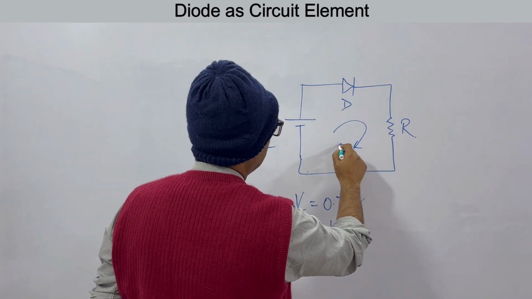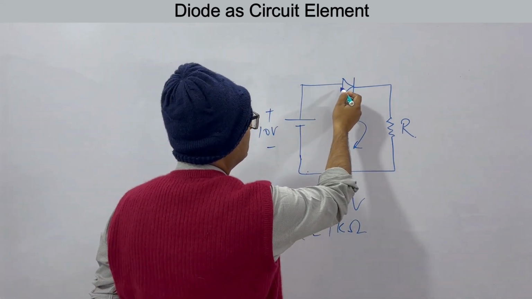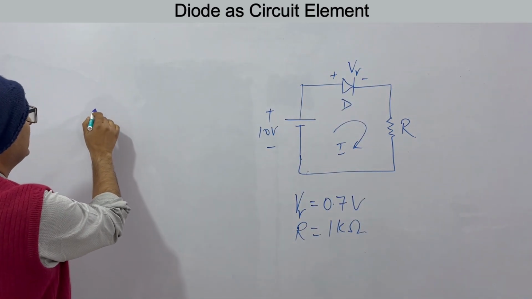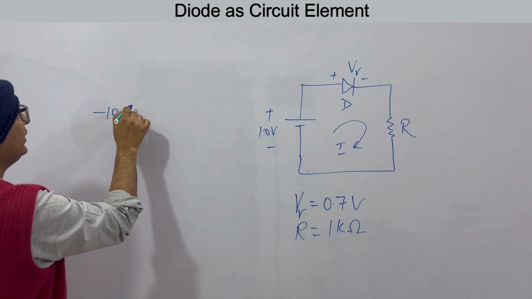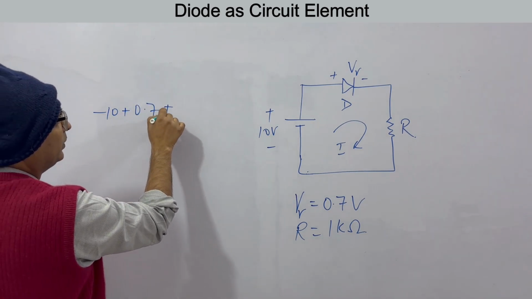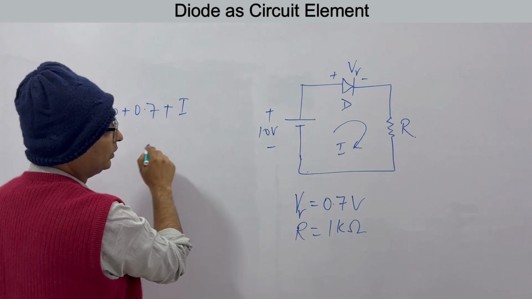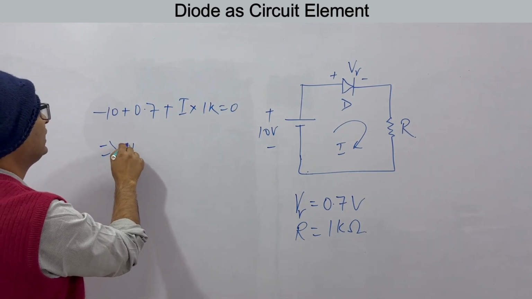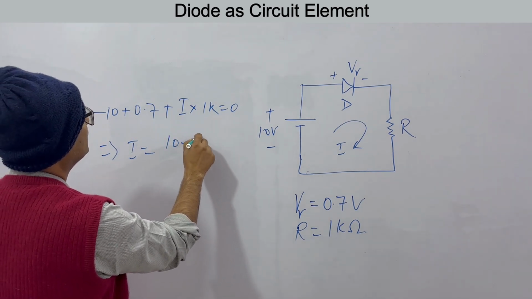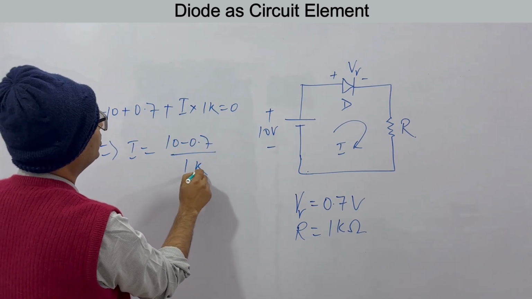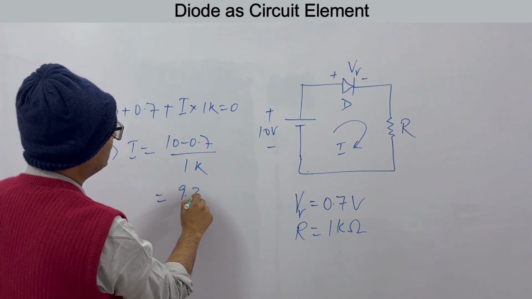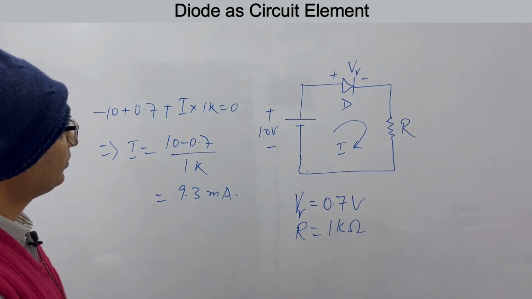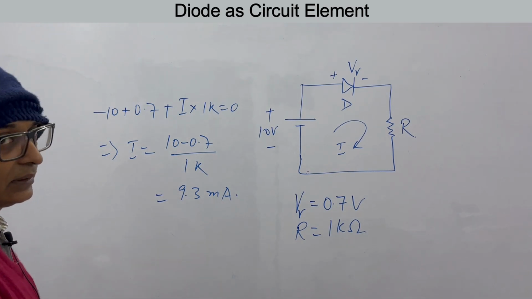So what will be I? The diode is equal to a voltage source of V gamma. So what you can write is minus 10 volts plus V gamma, V gamma is 0.7 volts, plus I into R, we have to find I, R is 1 kilo ohms, is equal to 0. So from here you get I is equal to 10 minus 0.7 by 1 kilo ohms. Kilo becomes milli, so 9.3 milliamperes. This is the current in this circuit. Clear? So let's see some more examples and understand it.